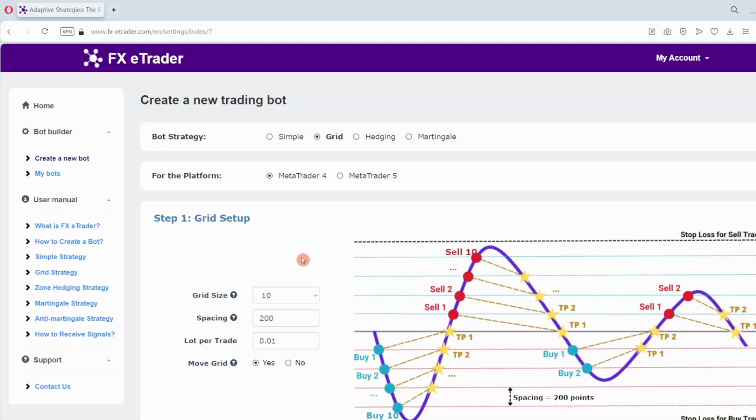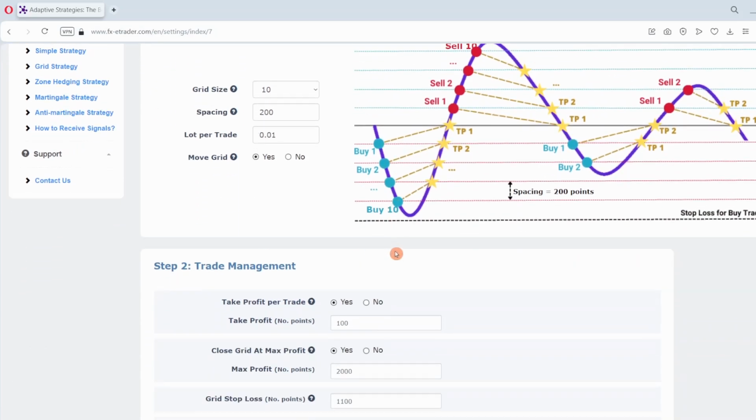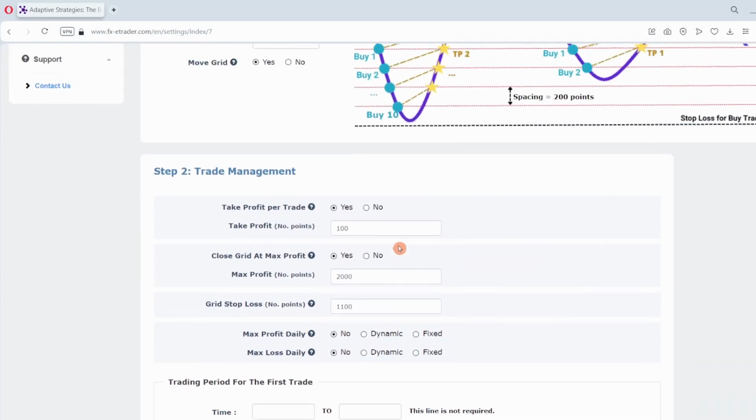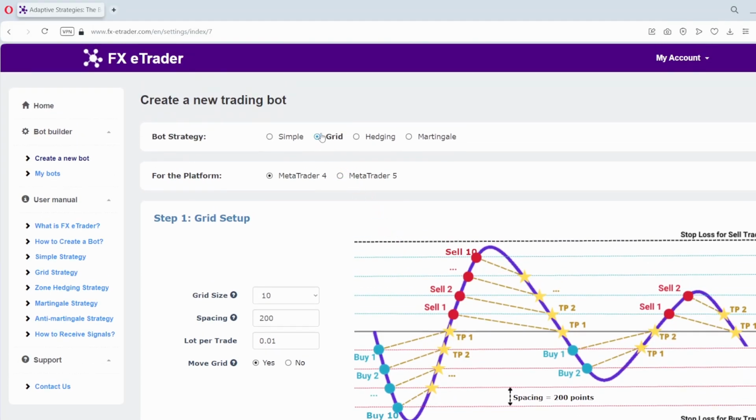And now the magic happens. We are going to transform our MACD strategy into a Forex robot that works automatically for us, 24/7. To do this, we are going to use the fx-etrader.com platform, which allows you to create a trading robot in a few clicks, without requiring programming skills. Everything happens in this form. We choose the grid option, to use the grid system in trade management. We select the version of the MetaTrader platform of our broker, for which we are going to generate our trading robot.